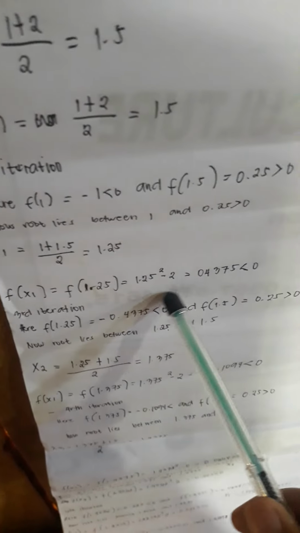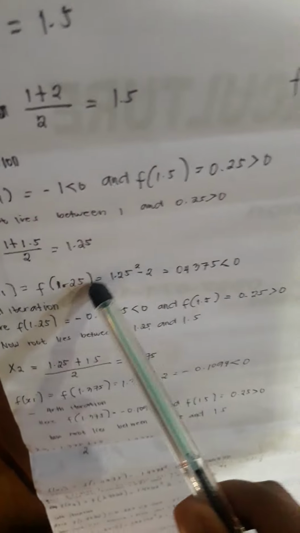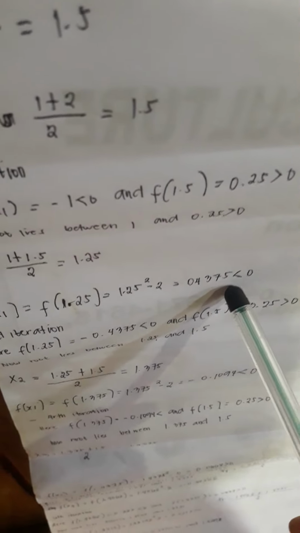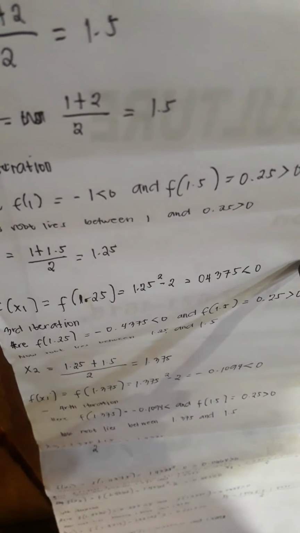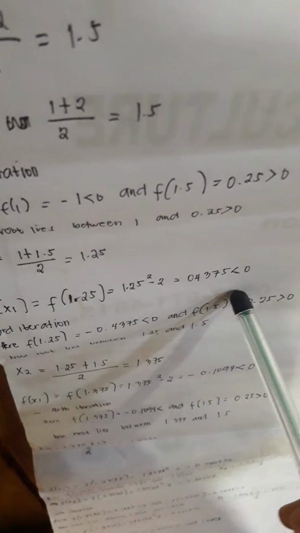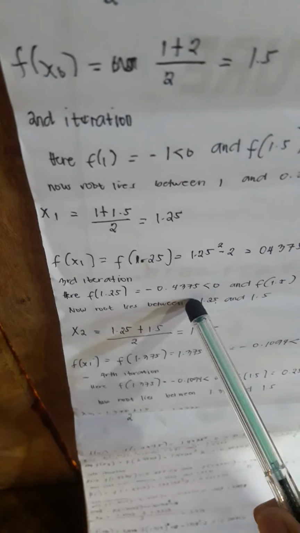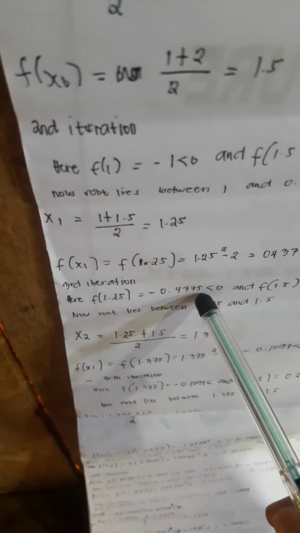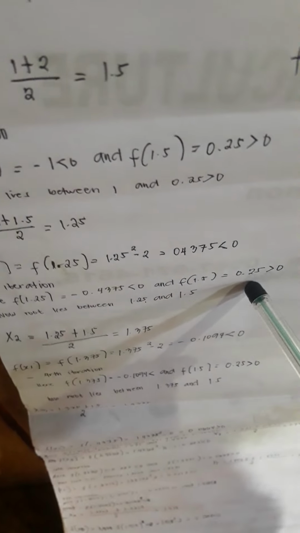f of x2 equals f of 1.25 equals 1.25 squared minus 2 equals negative 0.4375, which is less than 0. Third iteration: f of 1.25 equals negative 0.4375, which is less than 0, and f of 1.5 equals 0.25, which is greater than 0. Now the root lies between 1.25 and 1.5.